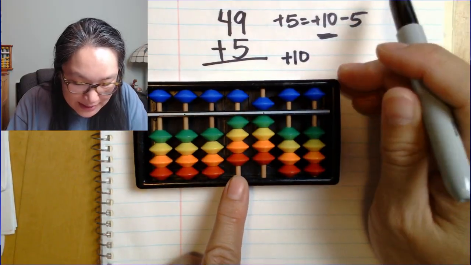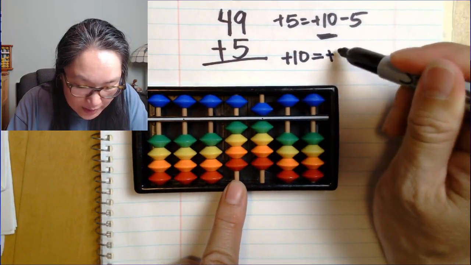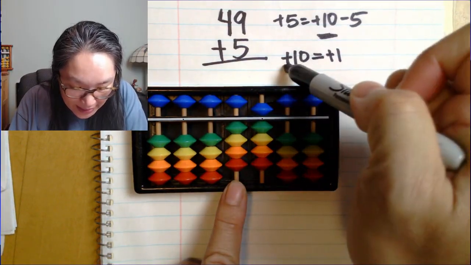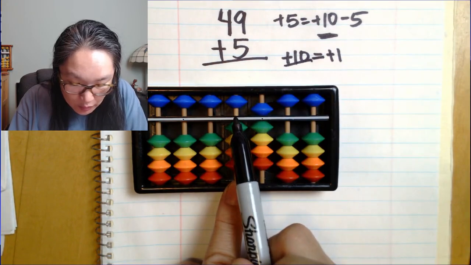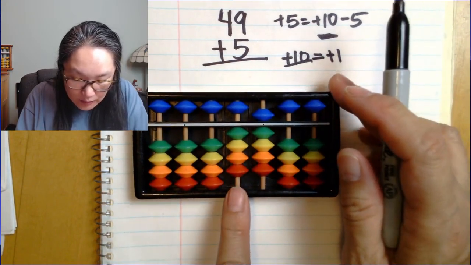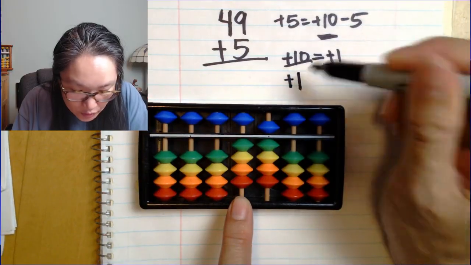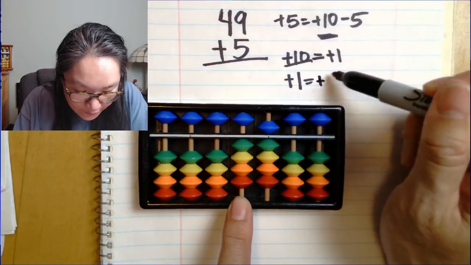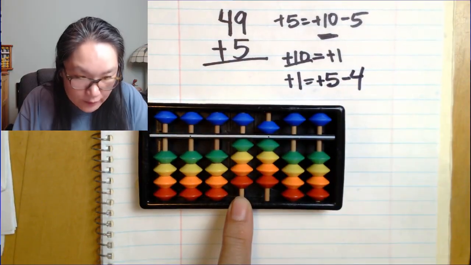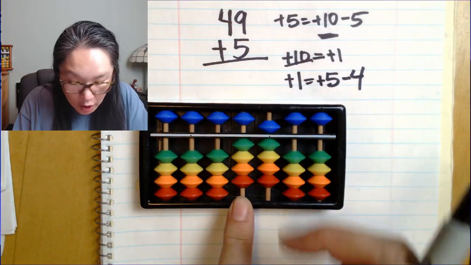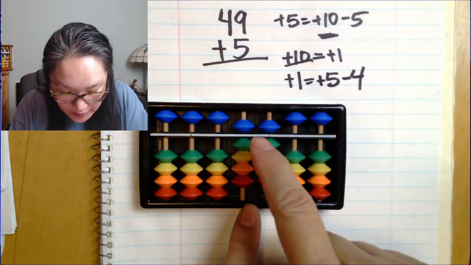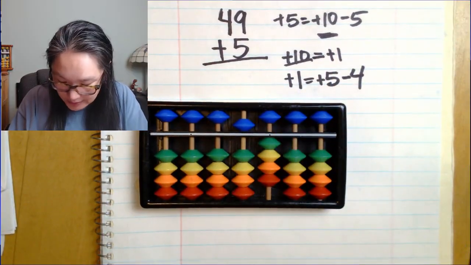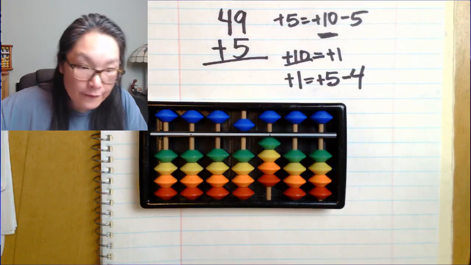Remember that plus the 10 is very similar to plus 1. So only plus 10 means to go to the next column over. I'm already at the next column. Let's strip it down to 1. So what do we do? Plus 1 is equal to plus the 5 minus 4. All I got to do is plus the 5 minus the 4. And then minus the 5 again. And that's it. So my answer is 54.